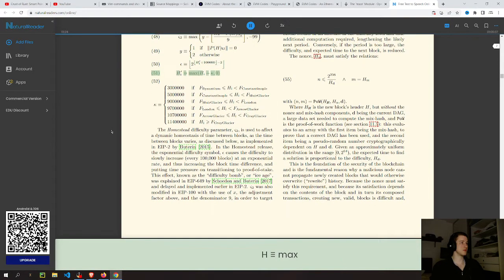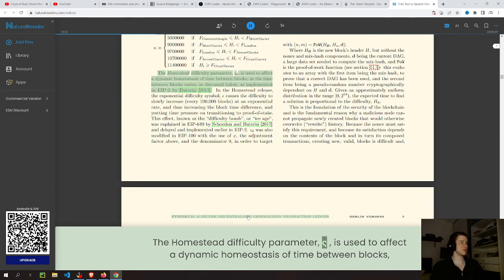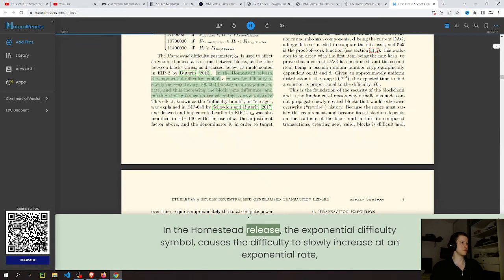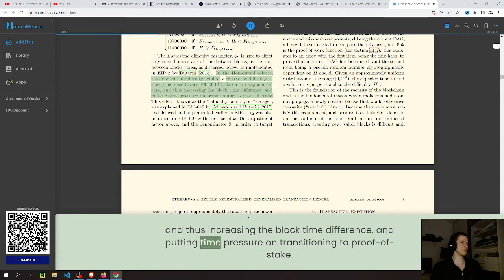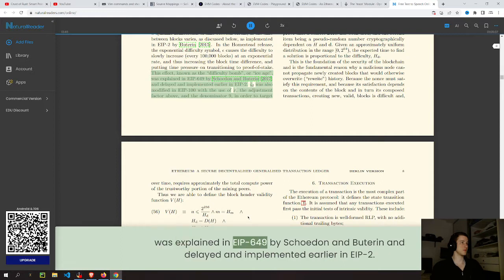2BH100000C2. H max. Kappa. The Homestead difficulty parameter, final sigma, is used to affect a dynamic homeostasis of time between blocks, as the time between blocks varies, as discussed below, as implemented in EIP2 by Buterin. In the Homestead release, the exponential difficulty symbol causes the difficulty to slowly increase at an exponential rate, and thus increasing the block time difference, and putting time pressure on transitioning to proof of stake. This effect, known as the difficulty bomb, or ice age, was explained in EIP 649 by Schoedon and Buterin and delayed and implemented earlier in EIP2.